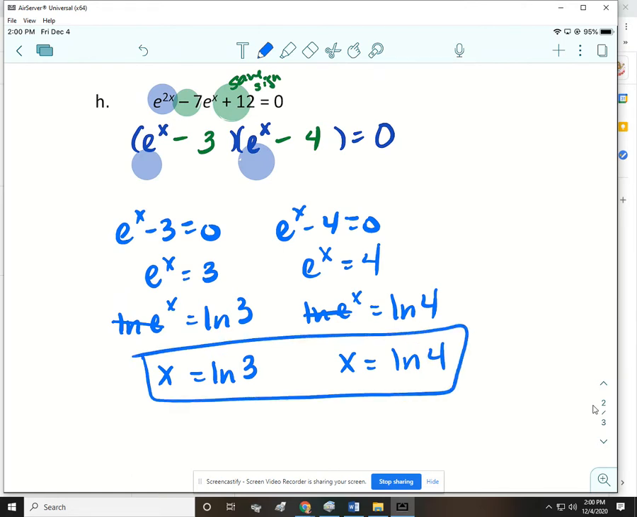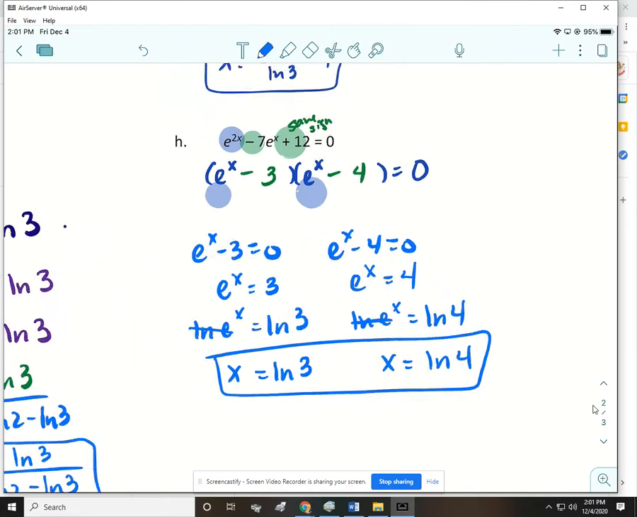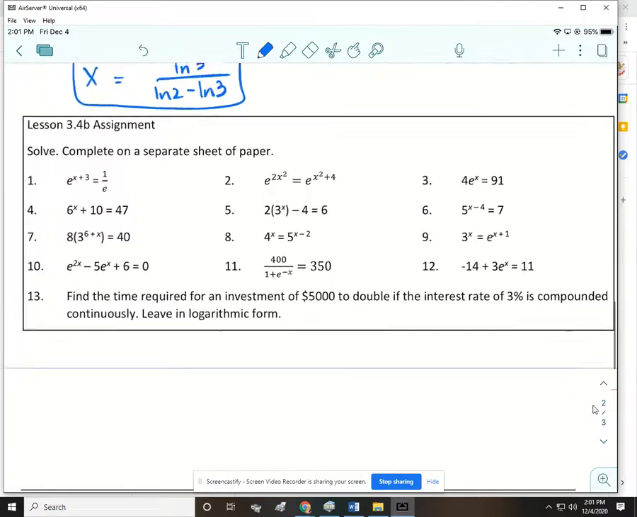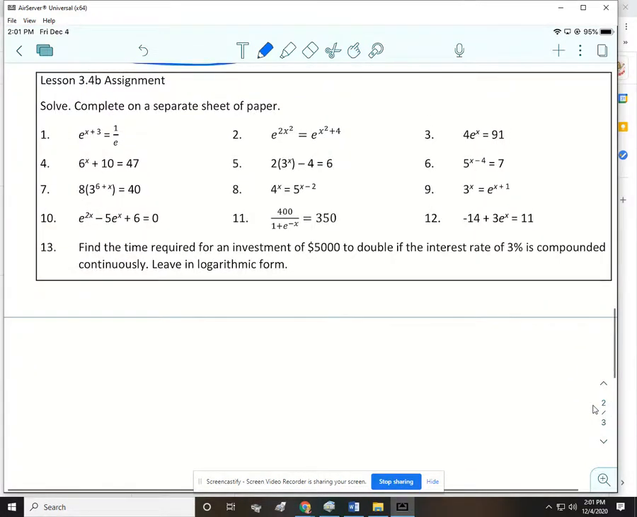All right. So that's solving exponential equations. I know that's 8 examples, but they're kind of all a little bit different. All right, so your assignment is to complete these 13 problems at the bottom.